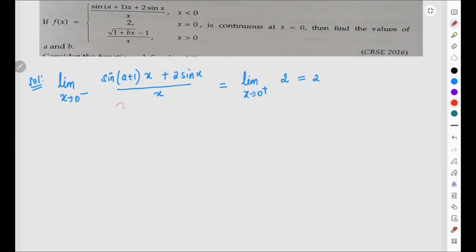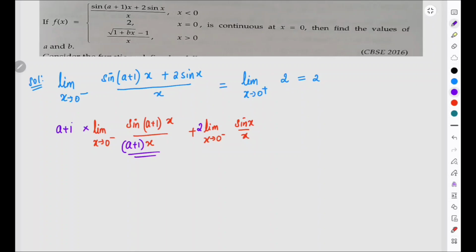So it will be basically equivalent to 2. Now if I try to equate the LHS part, which is limit x approaches 0 minus sine (a plus 1)x divided by x plus limit x approaches 0 minus, this 2 I can take it out. The balance left out is sine x by x. So now see, I don't have a plus 1 here in the denominator. So I will multiply a plus 1 in the denominator and I will multiply in the numerator as well.